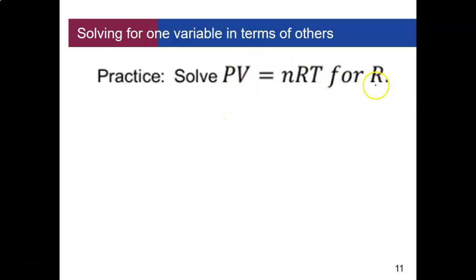Okay, this one we're solving for r. So this is the one that I want to have by itself. So I'm going to get rid of the n and the t. They're multiplied, so I'm just going to do that by division. So I'm going to have r equals pv over nt. So hopefully you got that correct.